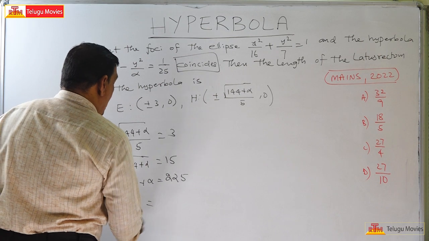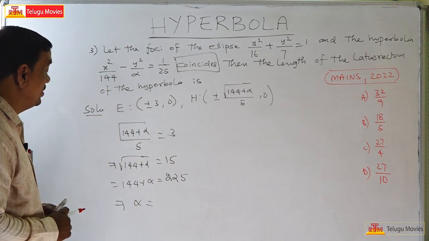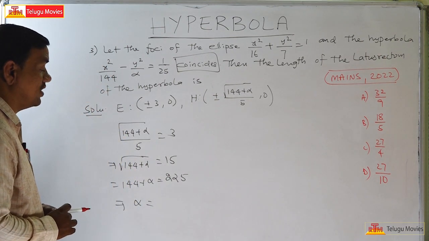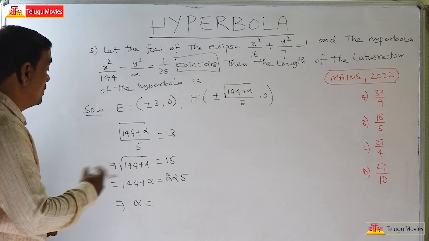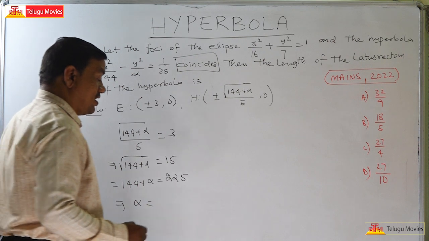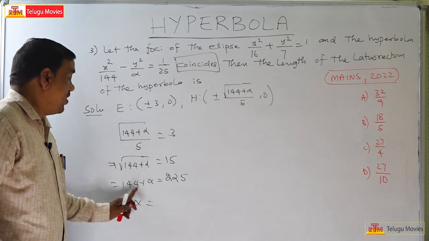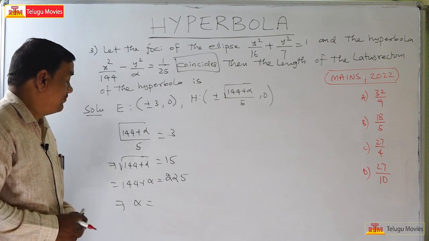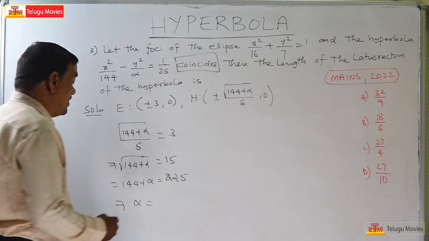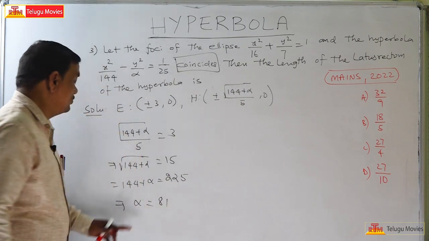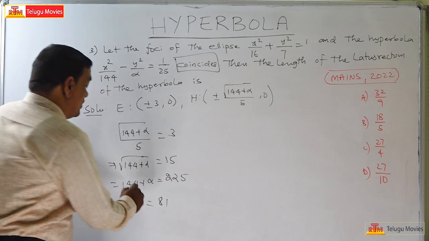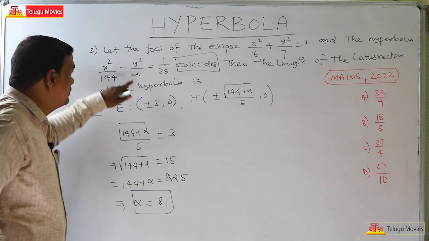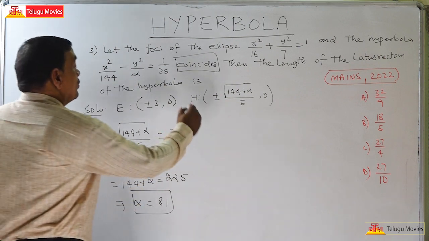Therefore, alpha is equal to 225 minus 144. So we got 144 plus alpha is equal to 225. Therefore, alpha is equal to clearly 81. So 144 plus 81 is equal to 225. So we got the alpha value. Alpha means what here? It is b square.